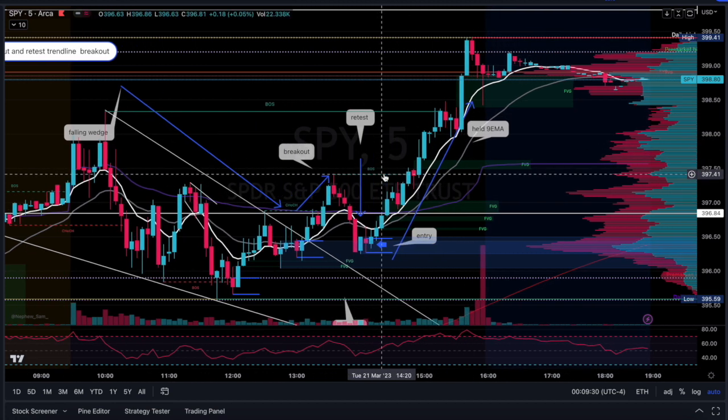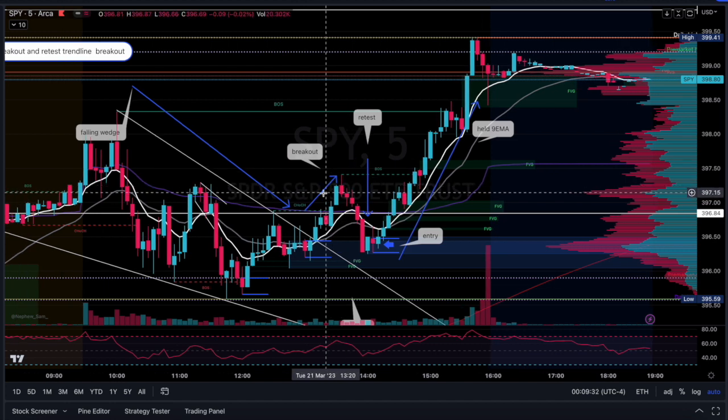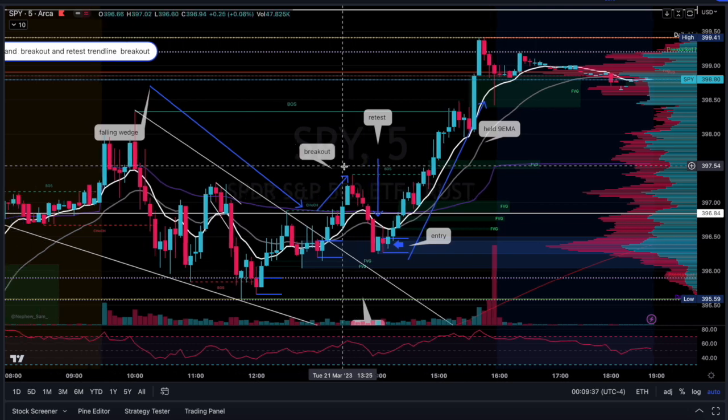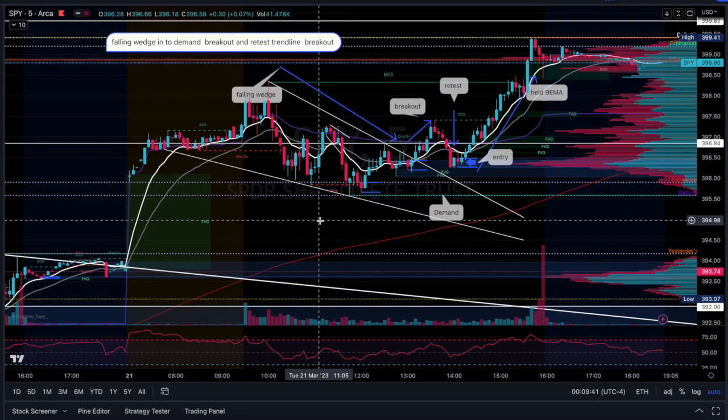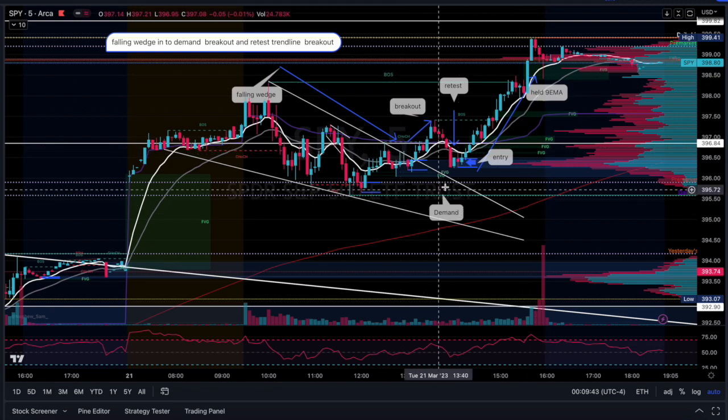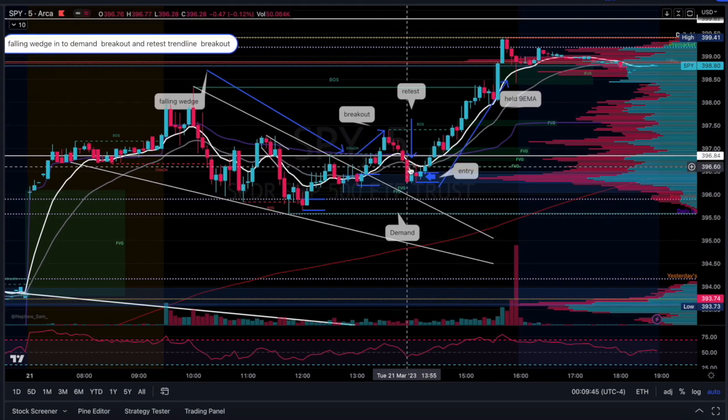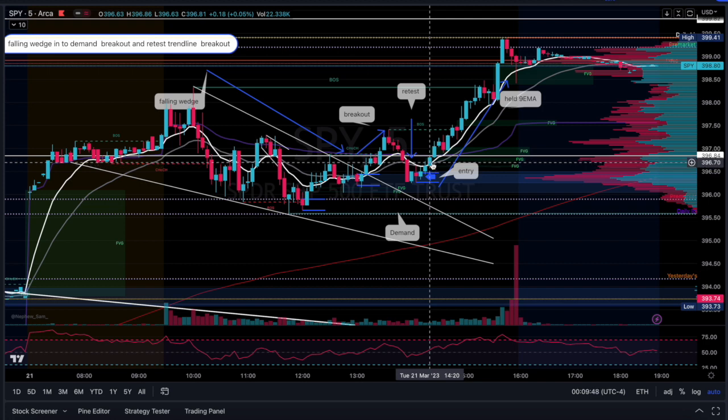So this is what you call an A+ setup. I'm taking it anytime I see it. You know what I mean? And those are my 3 reasons: falling wedge, breakout, retest. 9 EMA held, and as you can see on the 5 minute, it even crossed. So you could have entered right here at this cross.